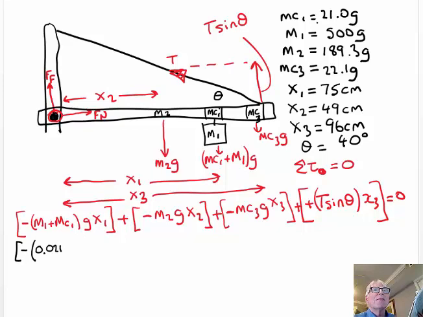0.021 plus 0.5 times 10. I'm going to use 10. I just find it so much easier than 9.8. Times x1 is 0.75. I'm actually going to do this. I don't know if you've ever seen this before. I'm going to try and do it vertically. That's the first term.